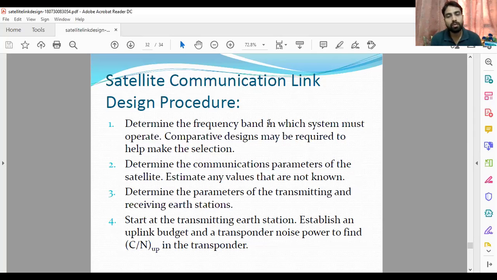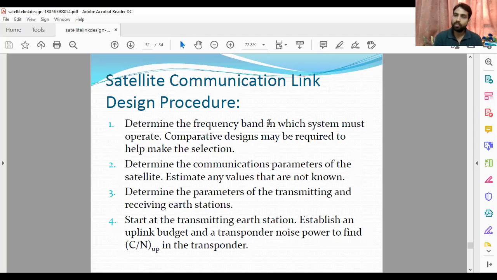What kind of transponder do we need? What should be the power? What should be the feed line connection? What losses may be there? Channel to noise ratio. All these factors matter. So one has to create a complete list of the parameters that are going to affect this communication. Important part. Now talking about the next one: determine the parameters of the transmitting and receiving earth station.